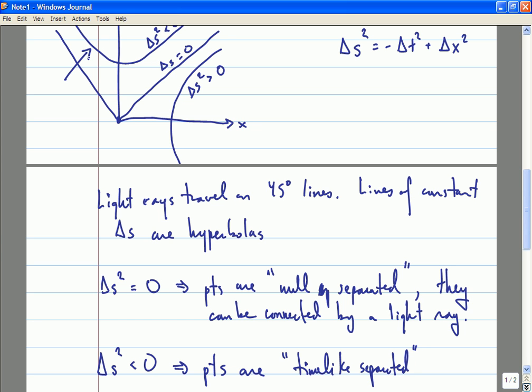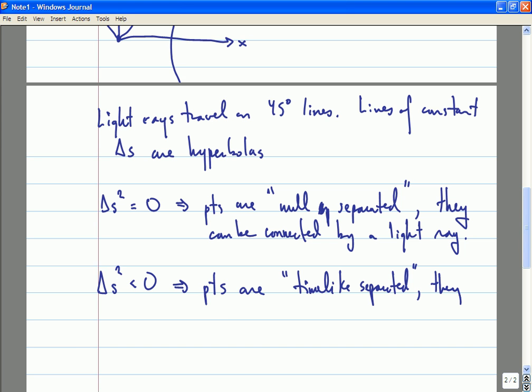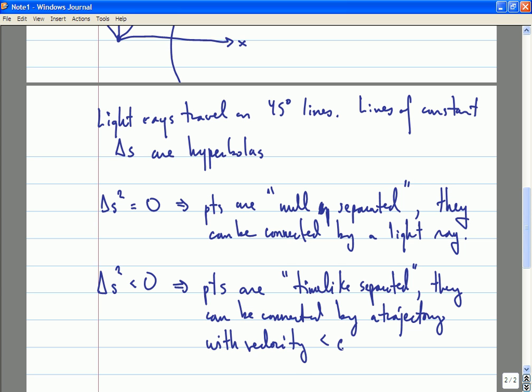hyperboloid up here. So for example, if delta x is equal to 0, and we're just talking about two points which occur at the same coordinate position in some reference frame, then we will say that the points are time-like separated. And in that case, they can be connected by a trajectory which is moving with some velocity which is less than the speed of light.